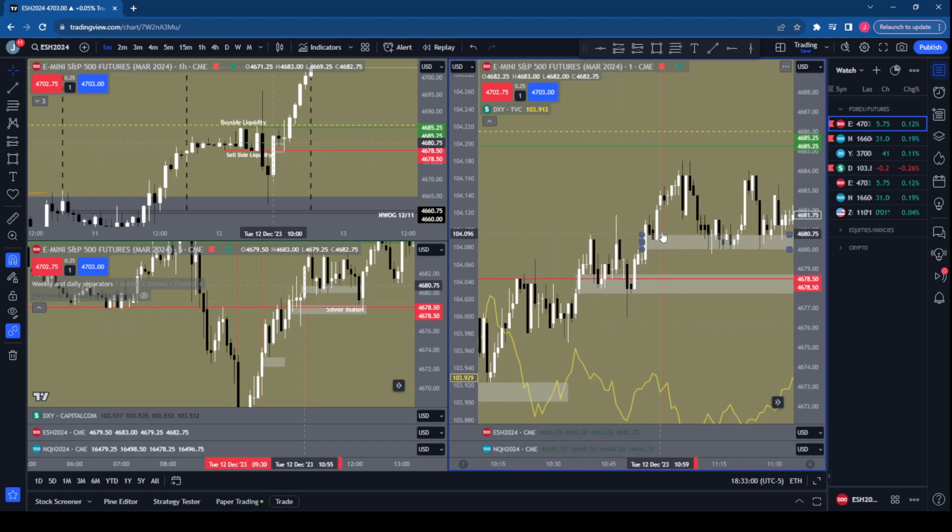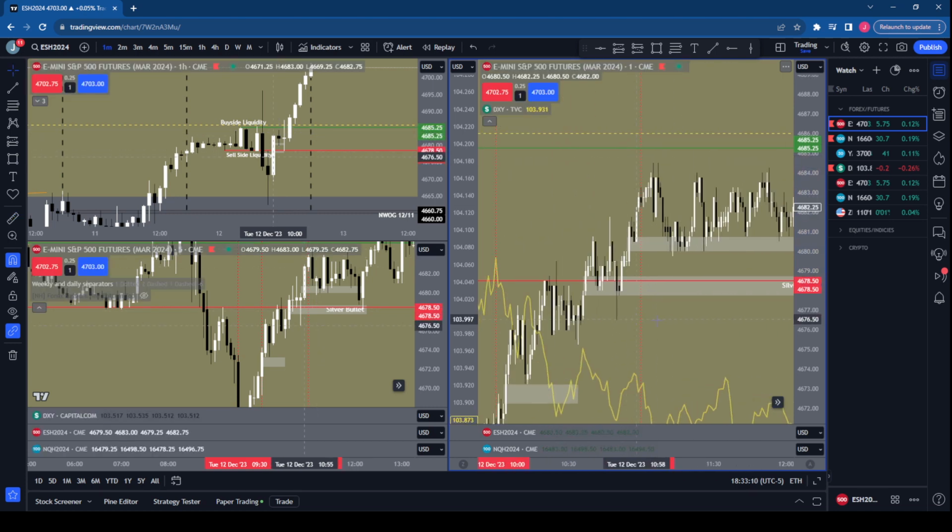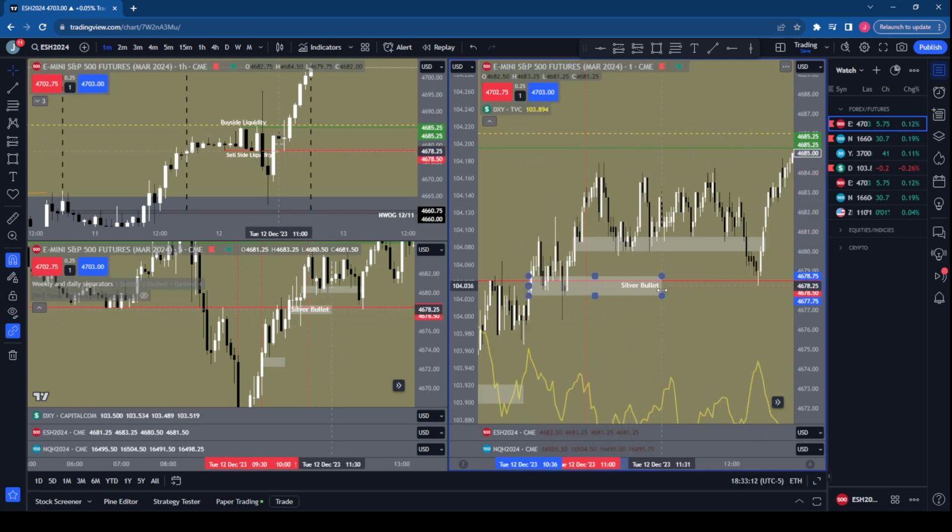Then we moved higher. And then that's when we delivered. I would have called that the silver bullet. We delivered at least 5 handles. Let's see it right over here.